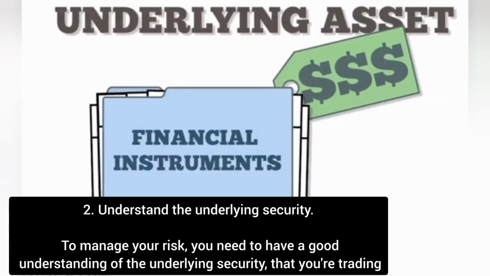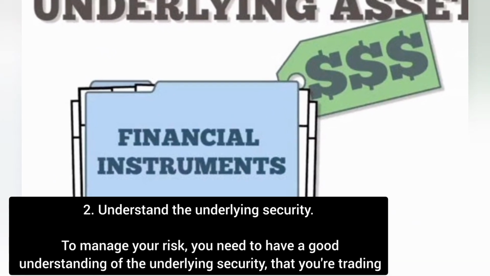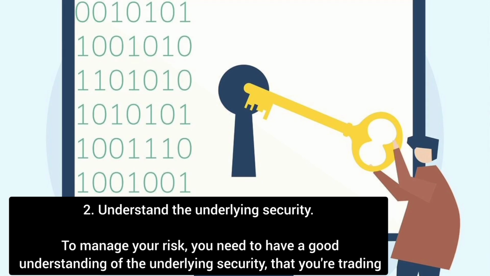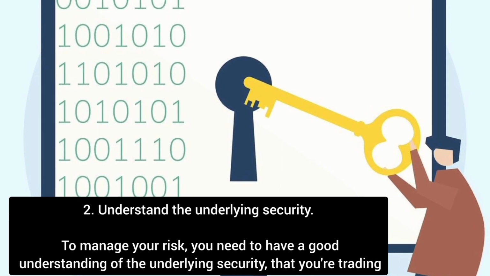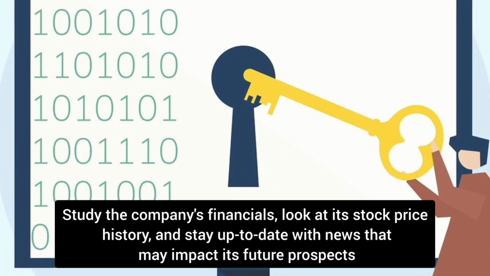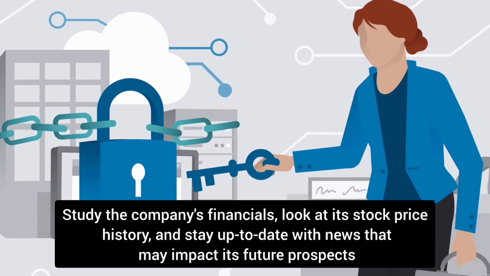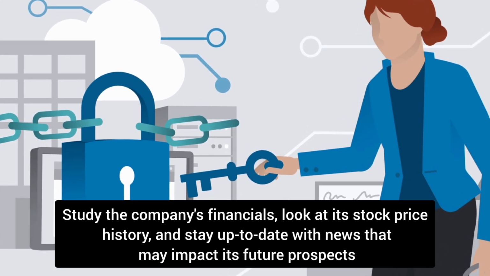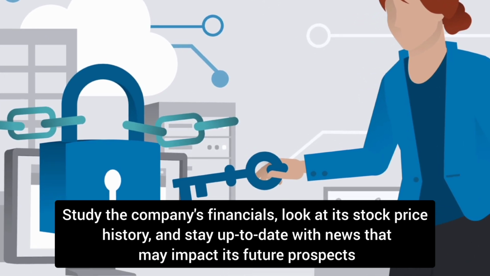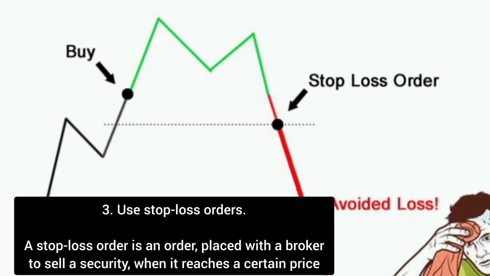2. Understand the underlying security. To manage your risk, you need to have a good understanding of the underlying security that you're trading. Study the company's financials, look at its stock price history, and stay up to date with news that may impact its future prospects.